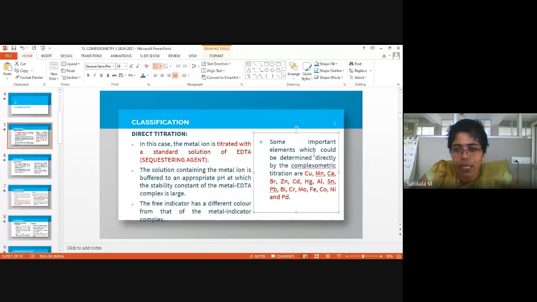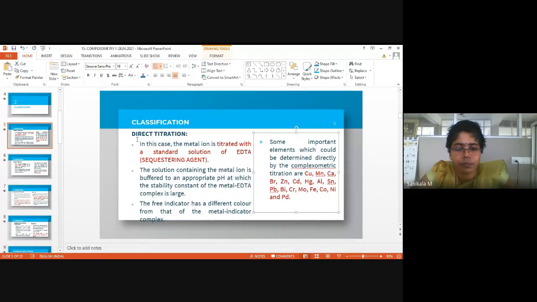Some important elements which could be determined directly by complexometric titration: copper, manganese, calcium, zinc, cadmium, mercury, aluminium, stannous, lead. These are the metals that can be analyzed by complexometric titration through the direct method.